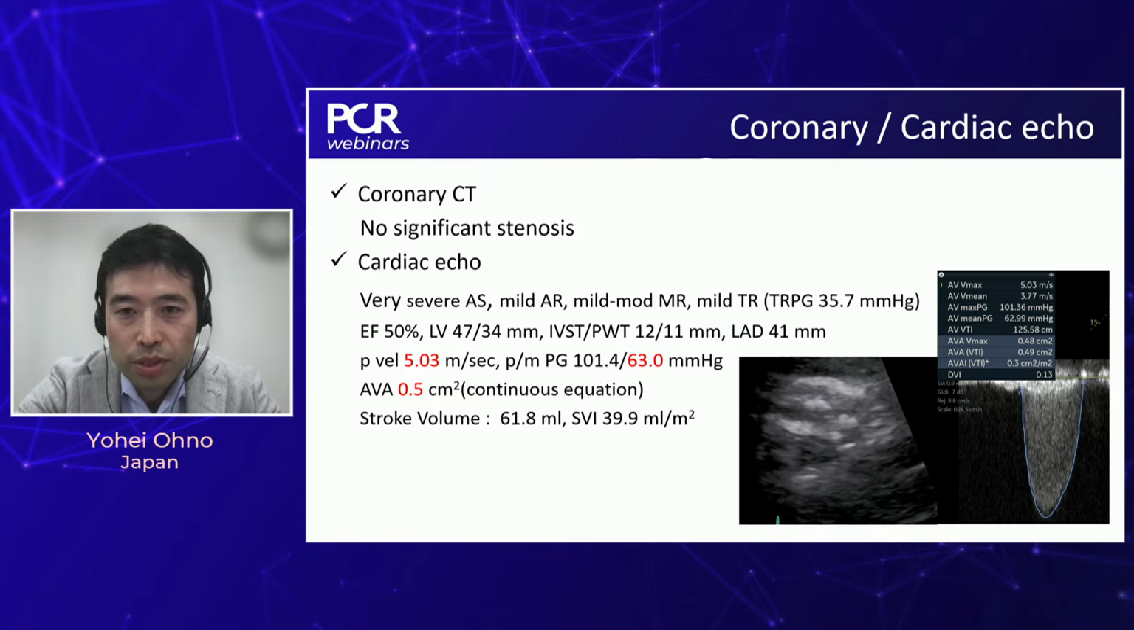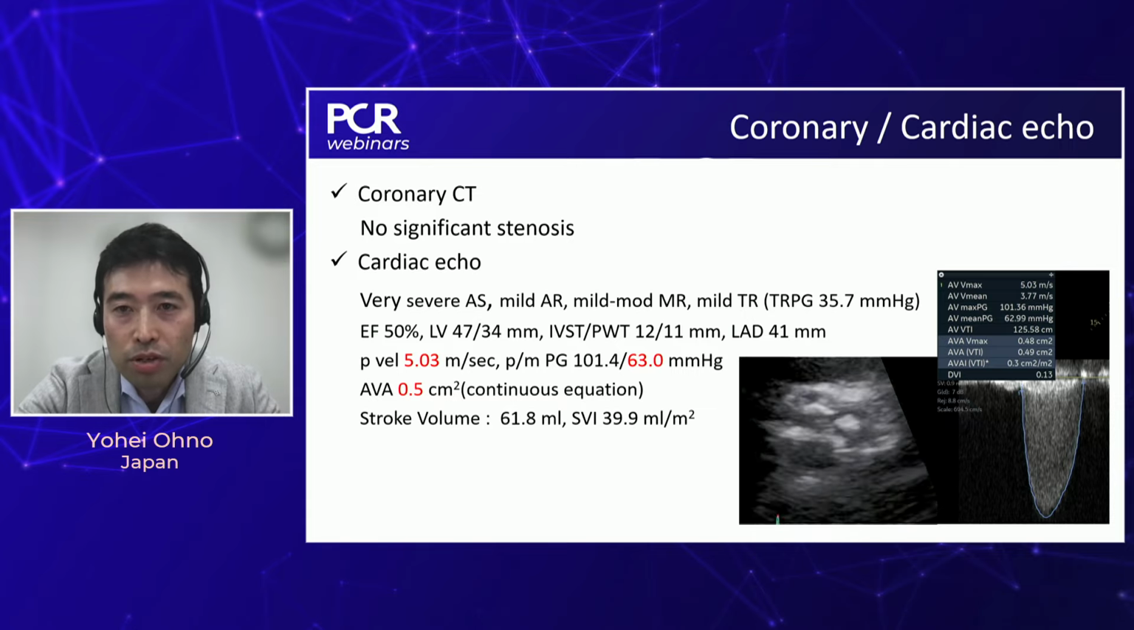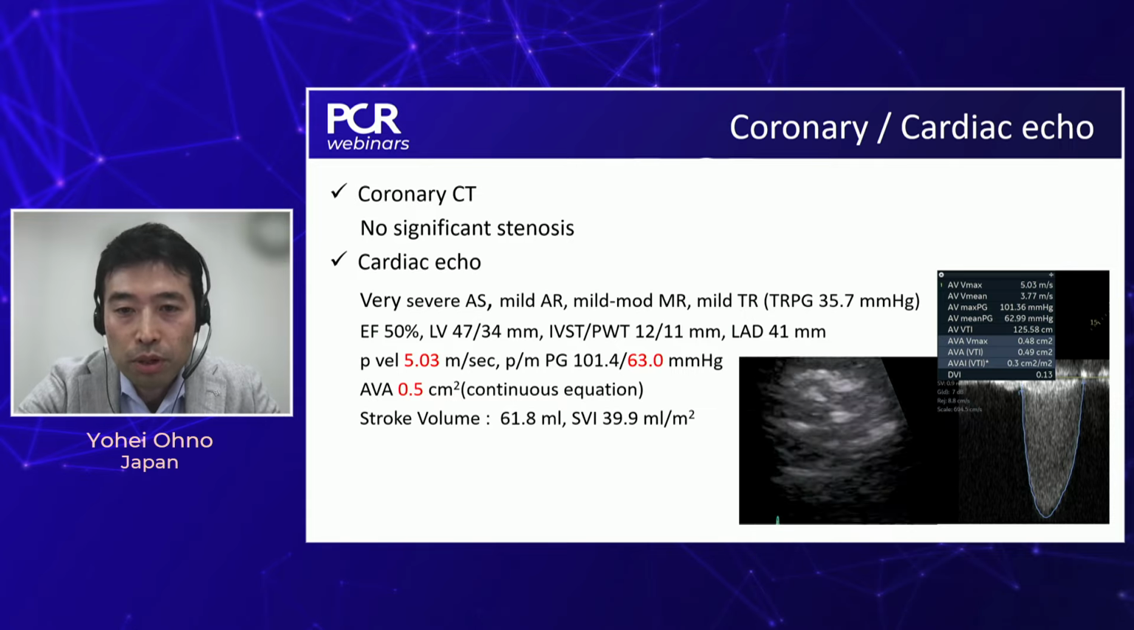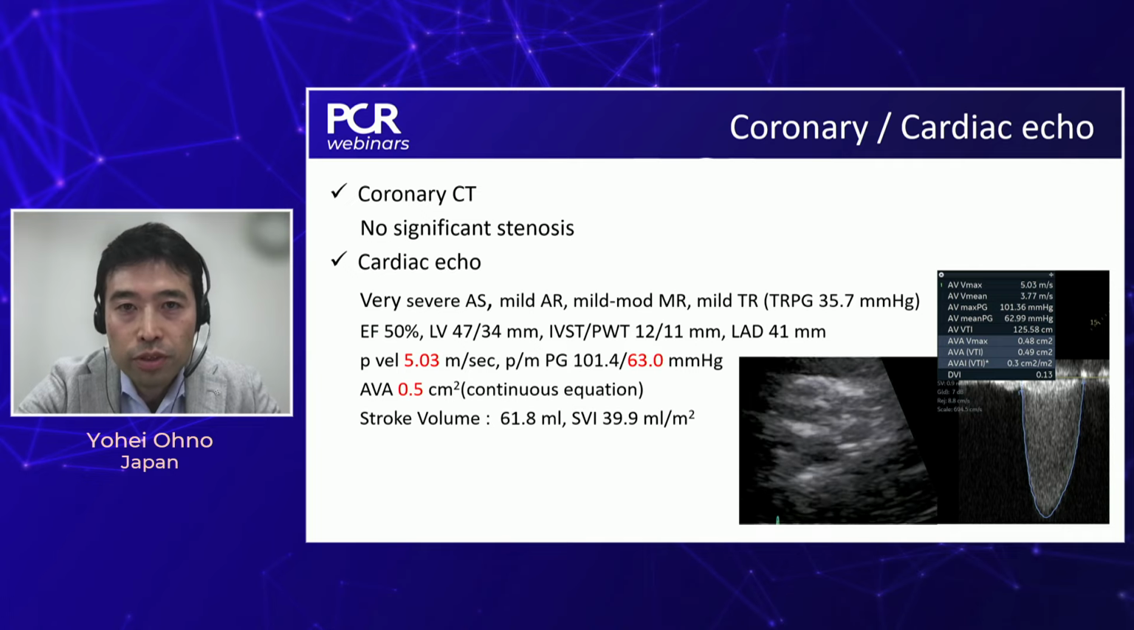This slide shows the coronary CT with no significant stenosis. As for the cardiac echo, the patient presented with very severe AS at peak velocity of 5 meters per second, mean pressure gradient of 63 millimeters of mercury, aortic valve area of 0.5.